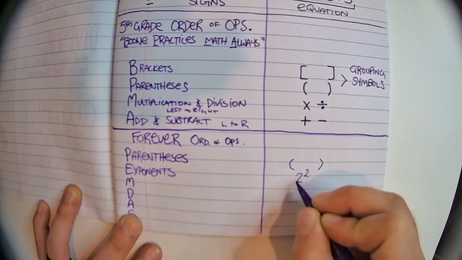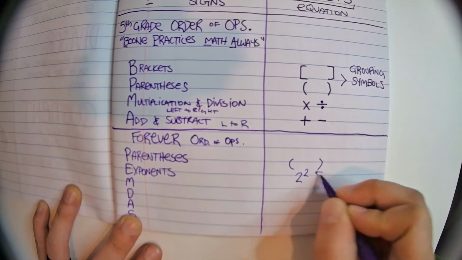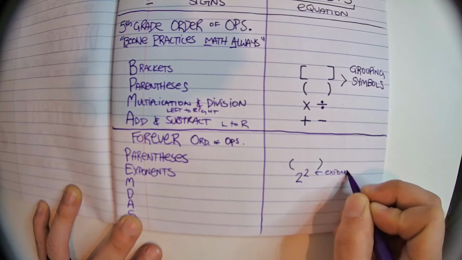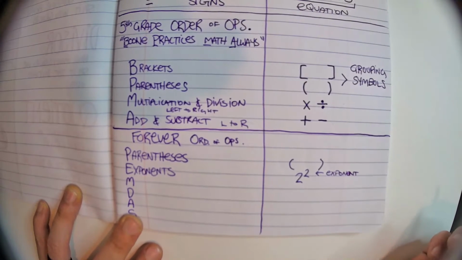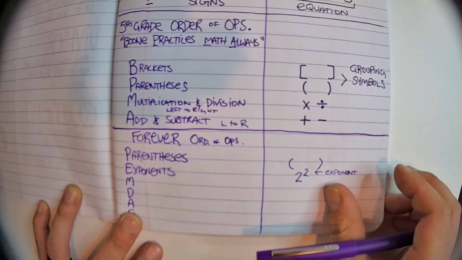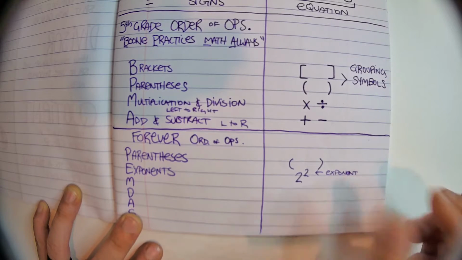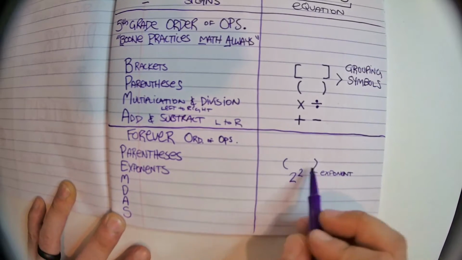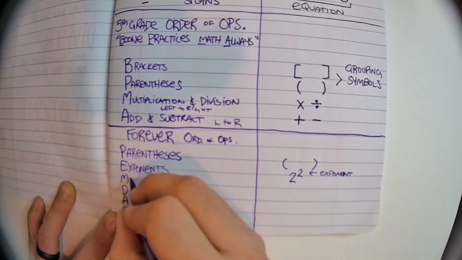Sometimes you see a number with a small number up top. That small number up top is called an exponent. And I need to spell that right. Exponent. All right. So when you learn that, after you do everything in grouping symbols, you'll move to exponents.